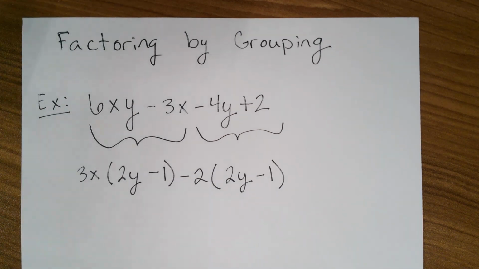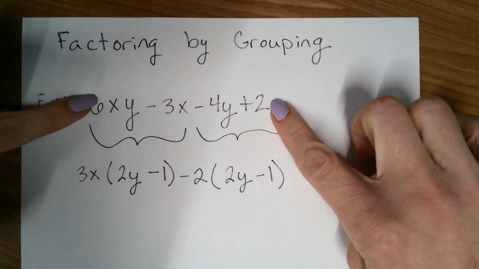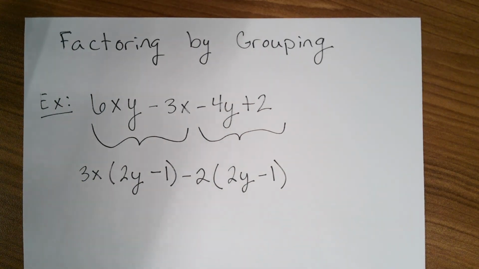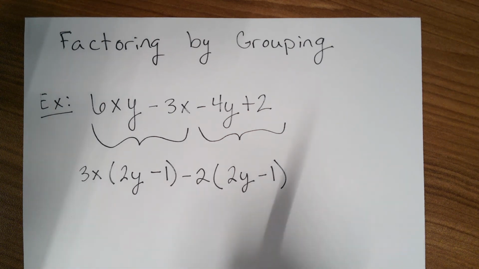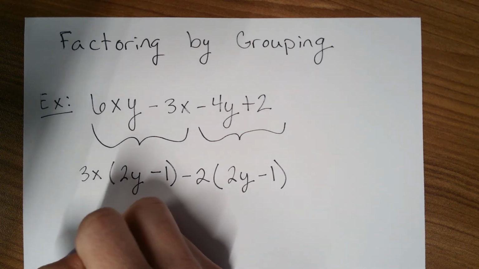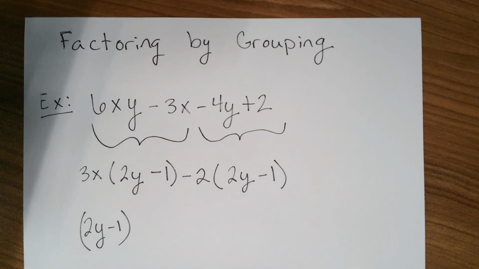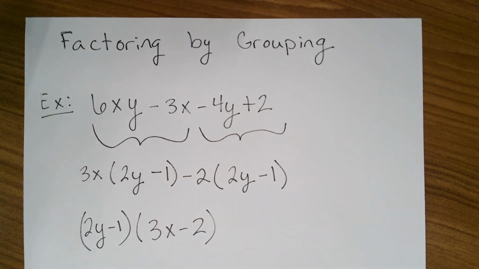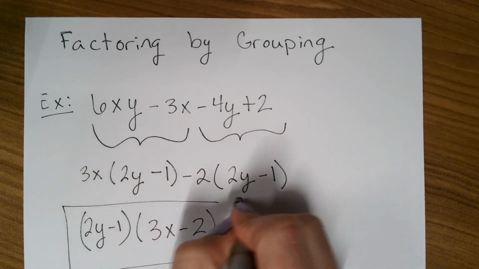And now I'm going to pull out the overall GCF. So if you look, I took the 4 terms, and now I just have 1, 2 terms. And the GCF is what I have in the parentheses. So if I pull out the GCF, which is 2y minus 1, I'm left with 3x minus 2. And there we go. We factored by grouping.